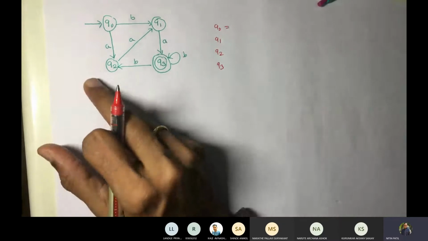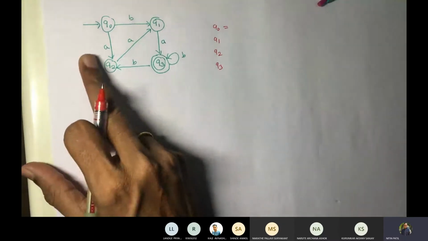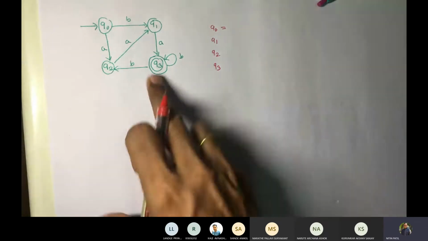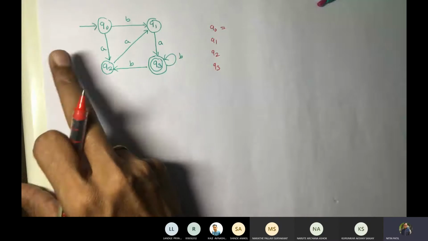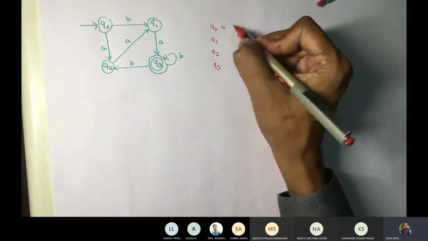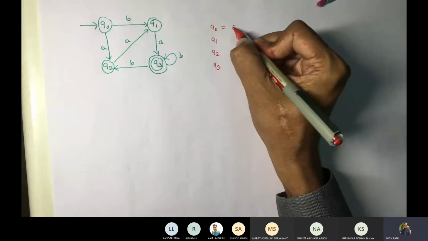Fine. Now while writing the equations, we will try to see which is initial, so we have to concentrate on initial, and which is final, we have to concentrate on final. So for a while, we will try to find out for Q0 how many incoming transitions there are. One can see over here that there is no incoming transition. So we will add epsilon.